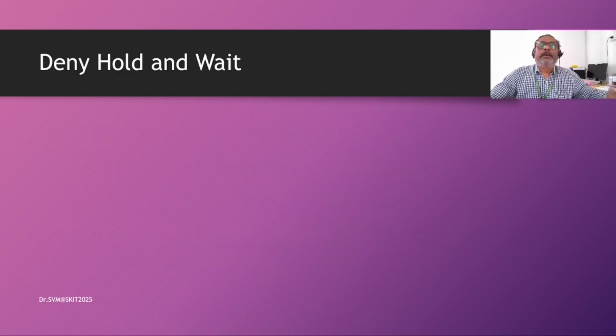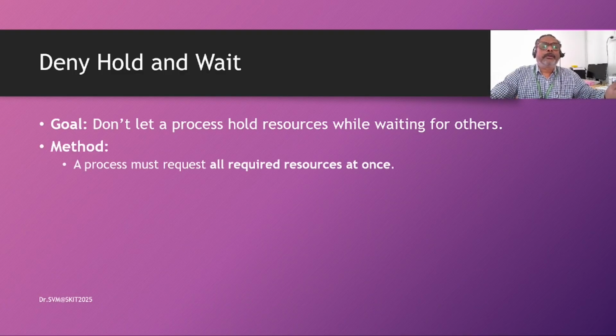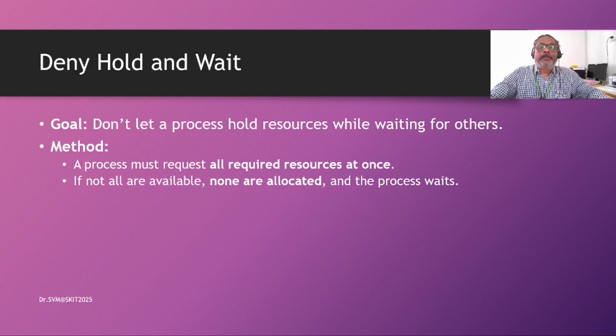Next, deny hold and wait. So the goal here is let's not allow a process to hold some resources and wait for other resources. Now, how can we do that? What we can do is a process must first request all the required resources at once. So before beginning, it should give a list of resources it wants, and if all the resources are available, then they will be allotted and the process continues to work.